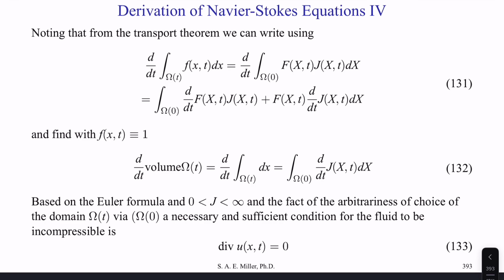Based on the Euler formula, and given that we've previously shown that the Jacobian is between 0 and infinity, positive, scalar, and the fact that the choice of the domain Omega t via Omega 0, if it's incompressible, is necessary and sufficient for the fluid to be incompressible, we can recover D'Alembert's condition that the divergence of u is 0, indicating that the fluid is incompressible.